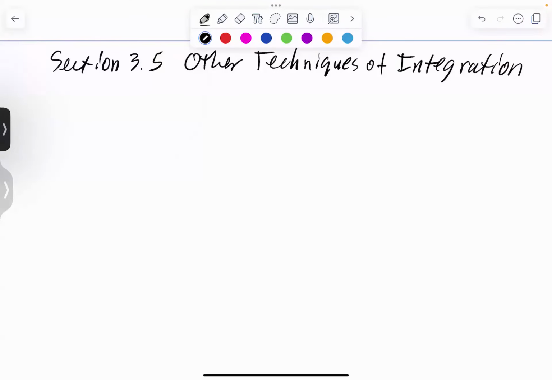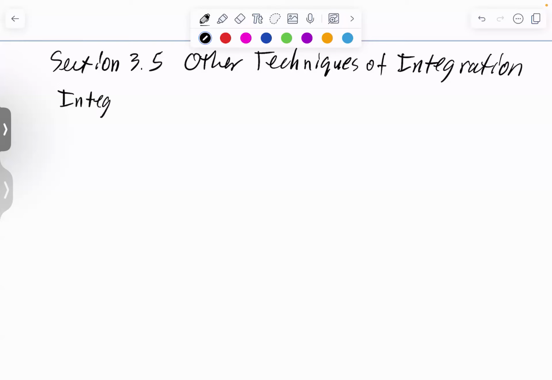Hello, welcome back. In our previous video, we went through one specific technique of integration called substitution. In this video, we are going to be focusing on one other technique of integration, and then an introduction to looking up formulas on a table. So the main technique of integration that we're going to focus on is integration by parts.